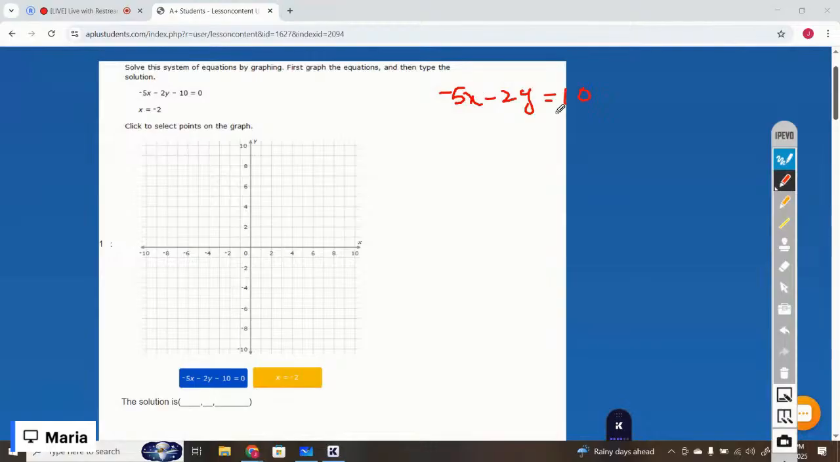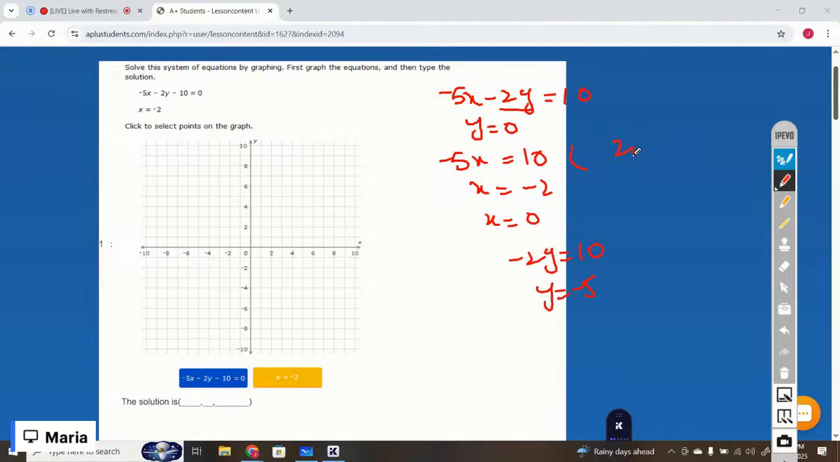Now we need to find the x-intercept and the y-intercept of the equation. The x-intercept is when y equals 0. That would be negative 5x equals 10, so x equals negative 2. Now we need to calculate the y-intercept, so put x equals 0. That is negative 2y equals 10, so y equals negative 5. So we have negative 2, 0 and 0, negative 5. The other equation is already x equals negative 2.